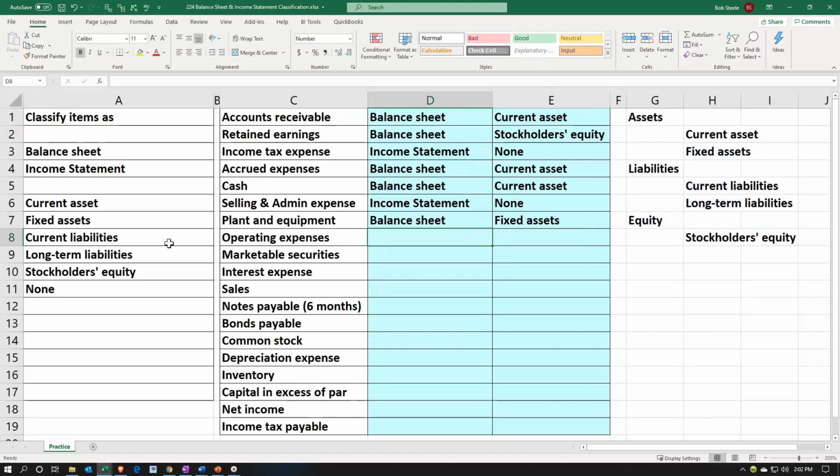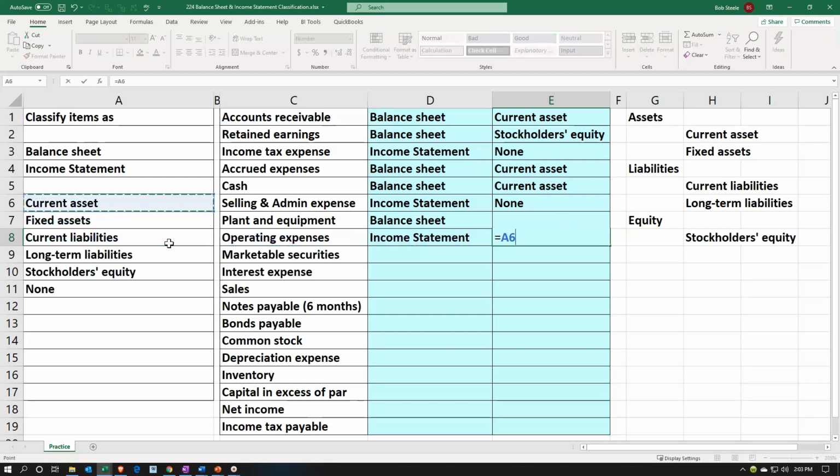Then we have operating expenses. This one says expenses. So you might say maybe it doesn't say expense because we're talking about multiple kinds of expenses in this subcategorization. It is an income statement item, even with the plural expenses, because it's a subcategorization. It's not going to be included in any of these categories because those are all balance sheet categories. So that'll be none then.